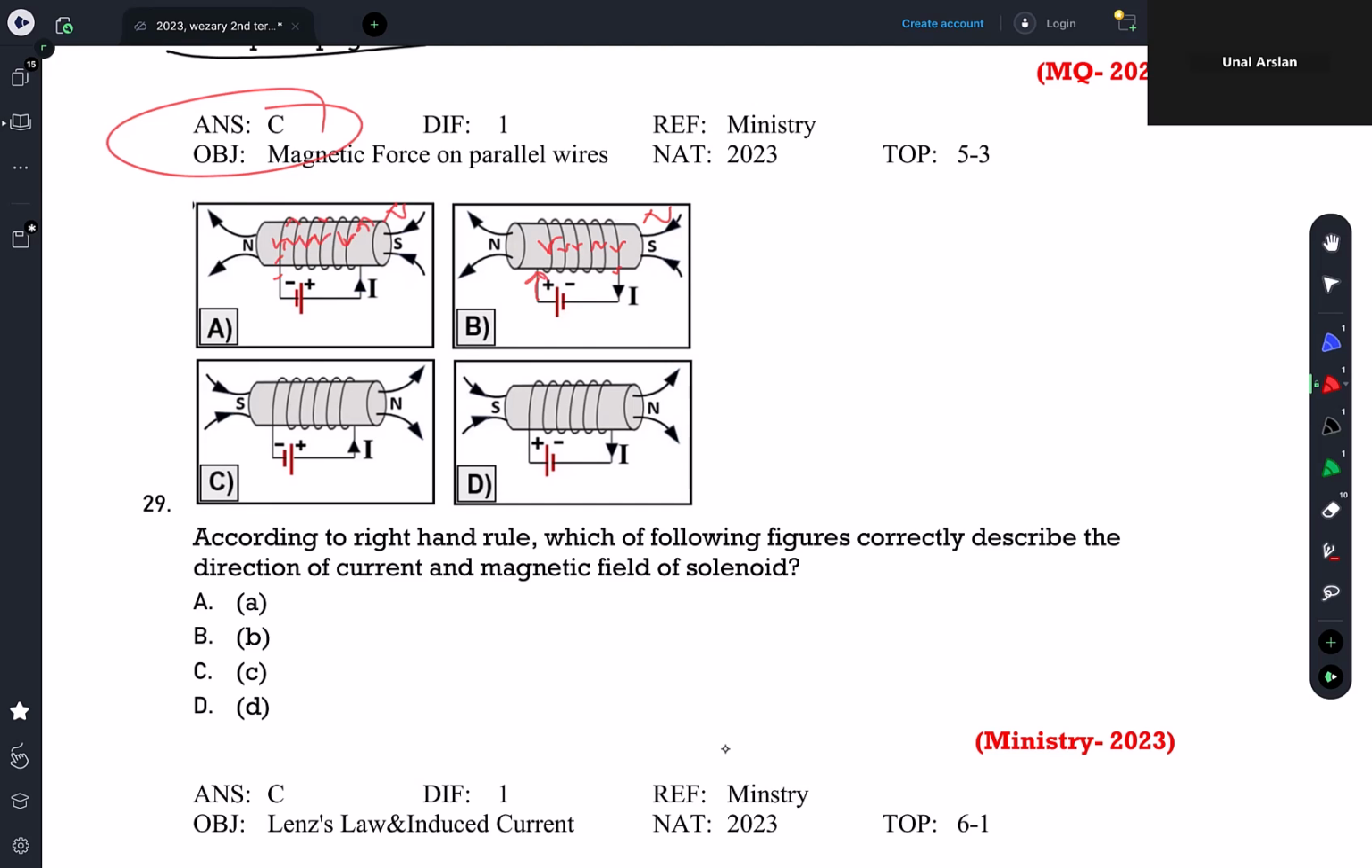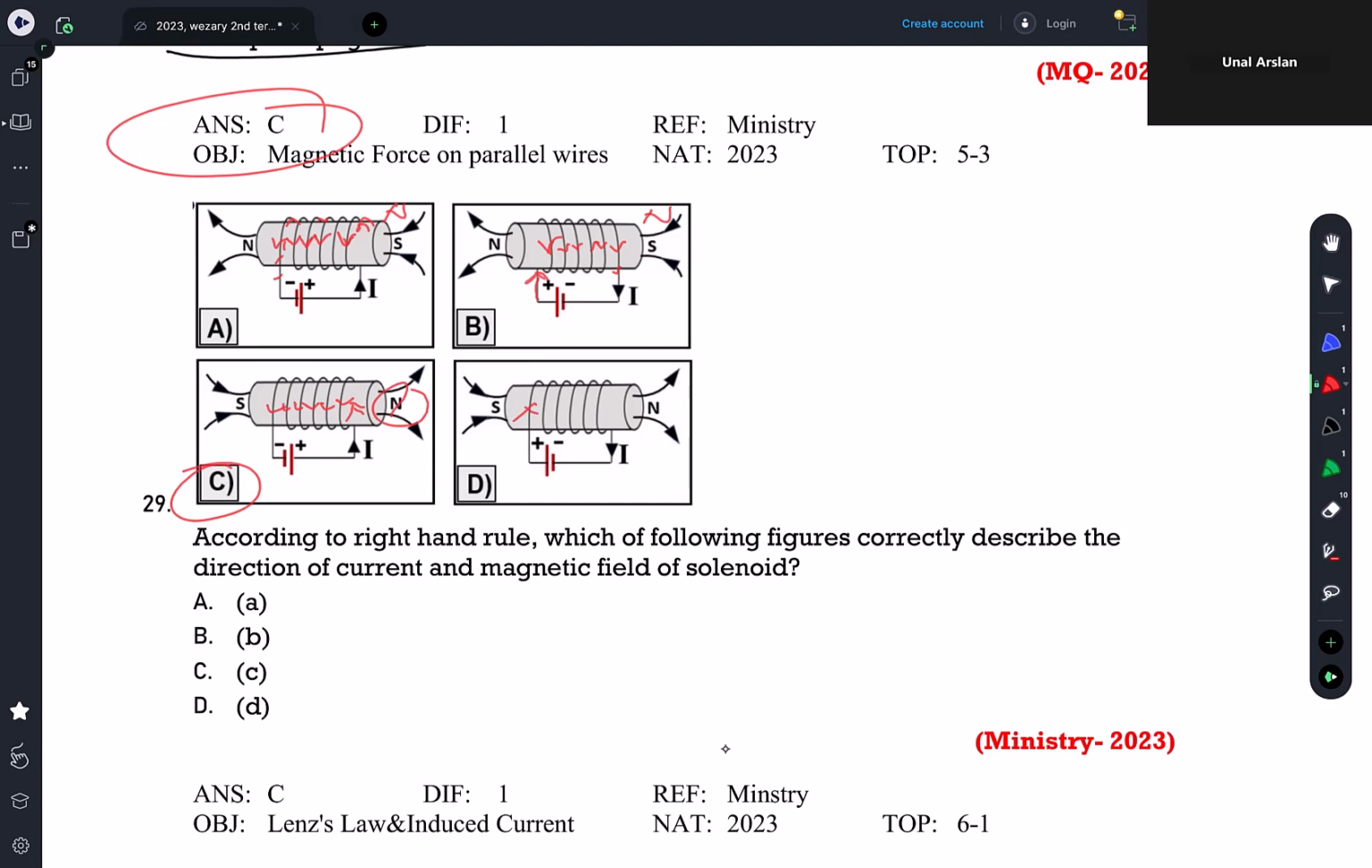In C, this time electric current again from back up, front down, back up, front down. So again, put your pen on your palm. Electric current is back up, front down. So right side is N. Again, this is correct. But in D, it is completely opposite.